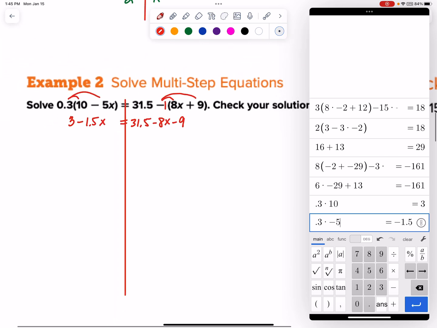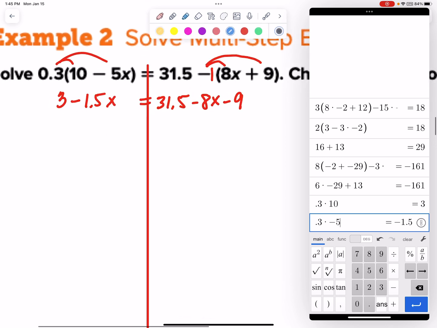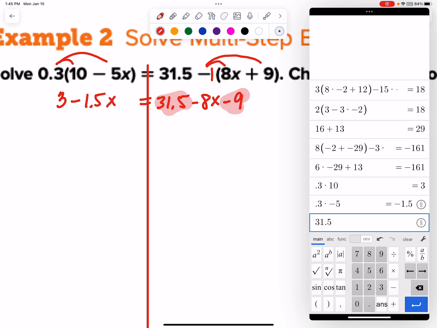Okay. All right, let's go ahead and combine like terms. So let's see. We're good on the left side. On the right, I just need to combine those two. So we have a 31.5 minus 9. Okay, so if we rewrite this, we have a 22.5 minus 8x on that side, and a 3 minus 1.5x on this side.